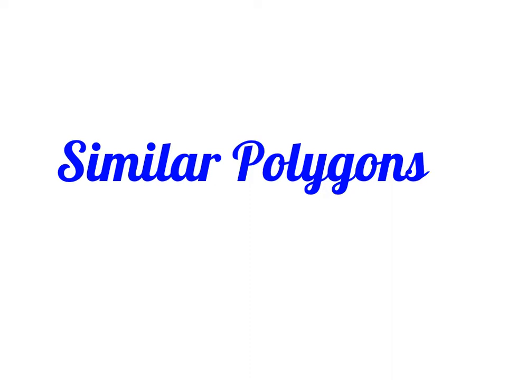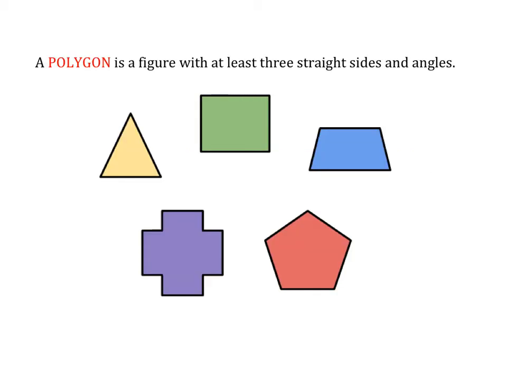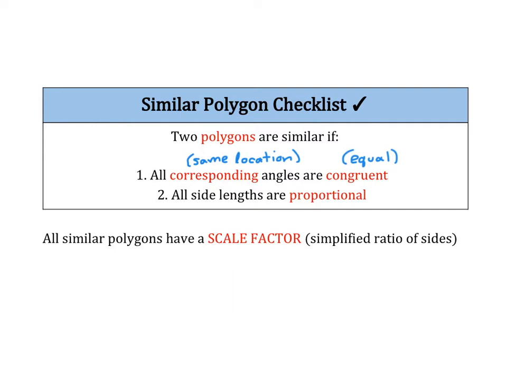Hi everybody, today we're going to talk about similar polygons. So first we're going to talk about what a polygon actually is. A polygon is just a figure that has at least 3 straight sides and angles. These are all just examples of polygons. One way we can classify polygons is by calling them similar.